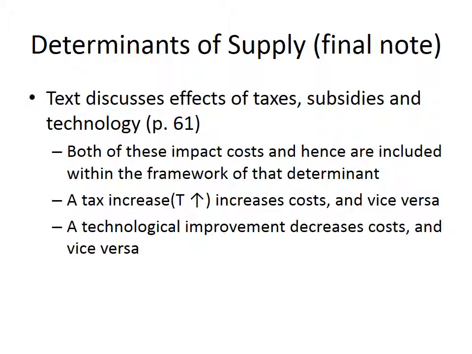If you raise corporate taxes on producers, that's going to increase their cost of production. That'll shift the supply curve inward. If you drop taxes, okay, that will decrease the cost of production, shifting supply outward. If you do the same thing with regulation, if you increase the regulation on an industry, that's going to increase the cost of production.